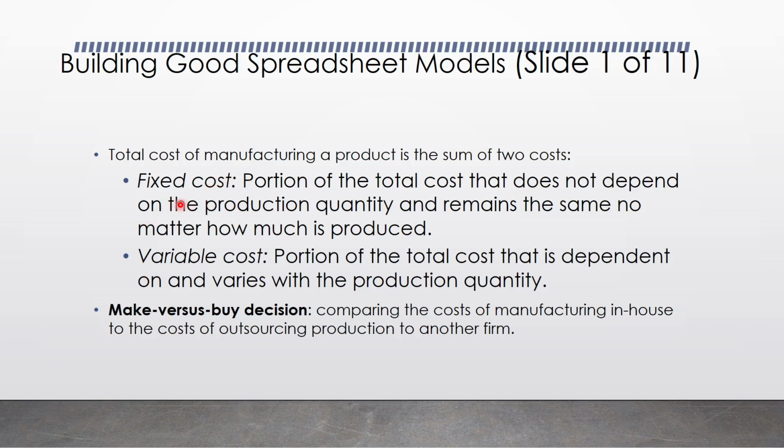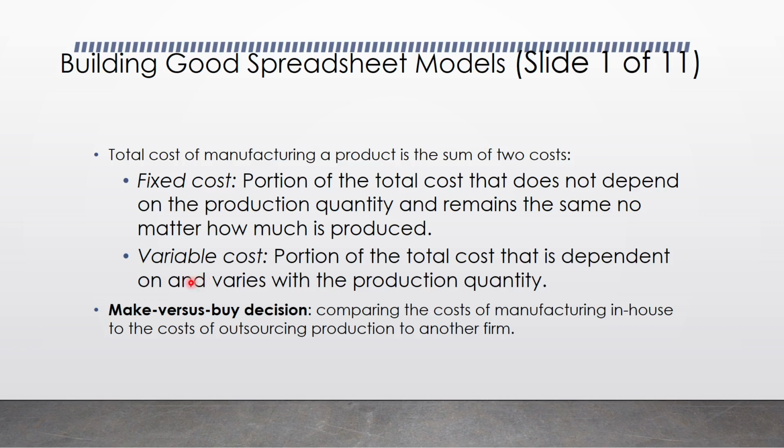is the portion of the total cost that does not depend on the production quantity. And this cost remains the same no matter how much is produced. On the other hand, variable cost is the portion of the total cost that is dependent on and varies with the production quantity.